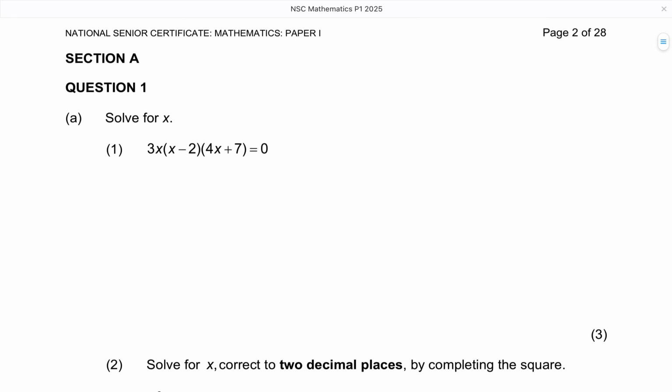So for the first question, it says we need to solve for x. If your equation is already equal to 0, which this one is, and it has been factorized, then you can just equate the common factor to 0. You can equate the first bracket and then the second bracket to 0. For the first one, we can divide the 3 away on both sides and x remains 0. For the next one, the 2 can go over, and then for the last one, the 7 is going to go over, and then we divide the 4 away, and it leaves us with negative 7/4.